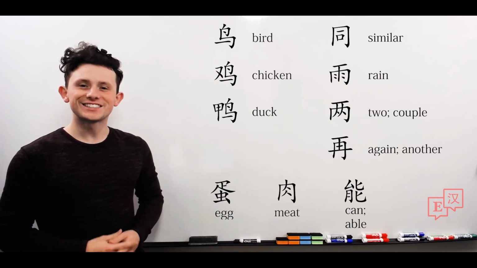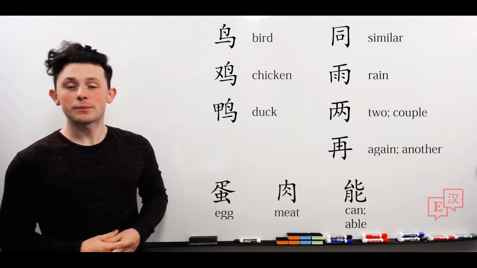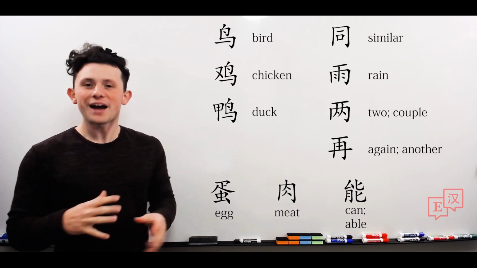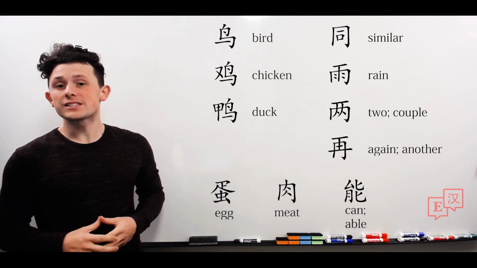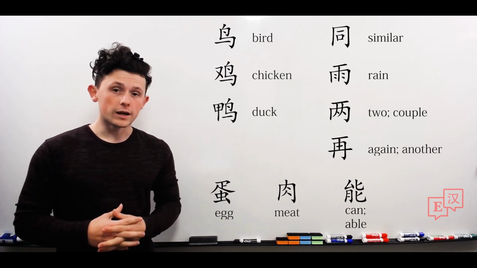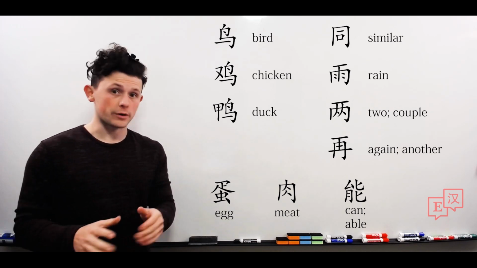大家好，这是石老师. Today we're going to learn how to talk about birds. But after that, we'll learn how to say things like again or another, as well as talk about the rain, and finally, how to express agreement with somebody or disagreement.